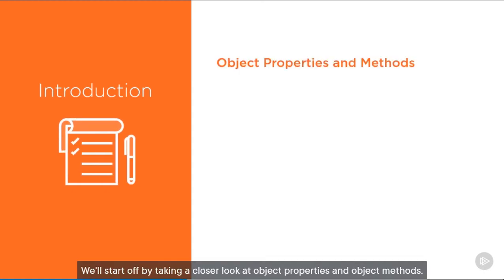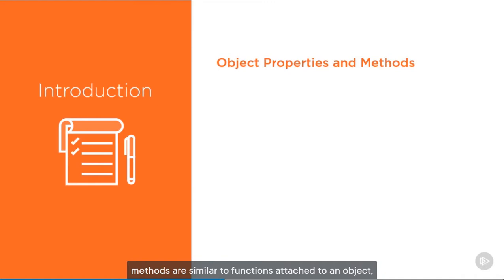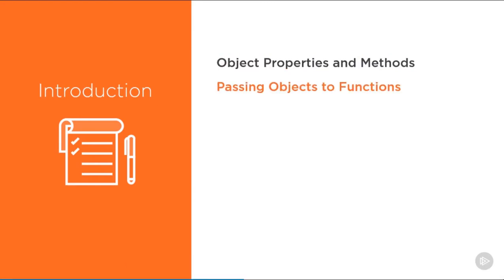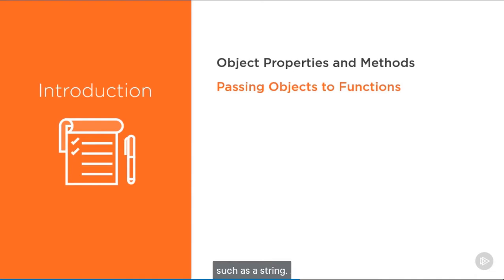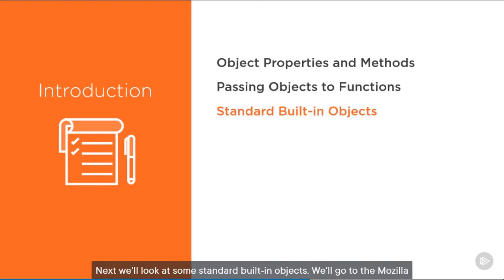We'll start off by taking a closer look at object properties and object methods. Properties are similar to variables attached to the object, and methods are similar to functions attached to an object, and we'll be taking a closer look. Next, we'll take a look at passing objects to functions. This doesn't always behave as expected, so we want to make sure we understand the difference between passing an object and passing something that's a value such as a string.